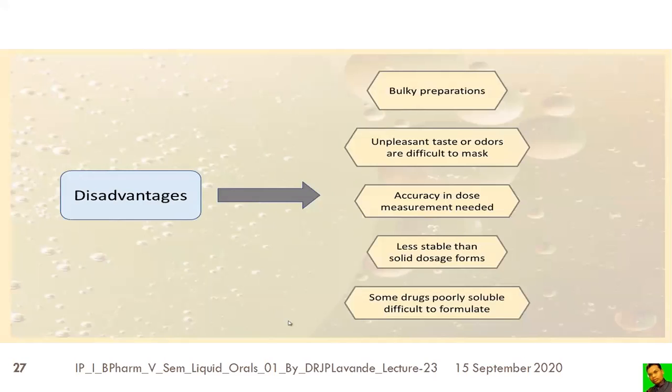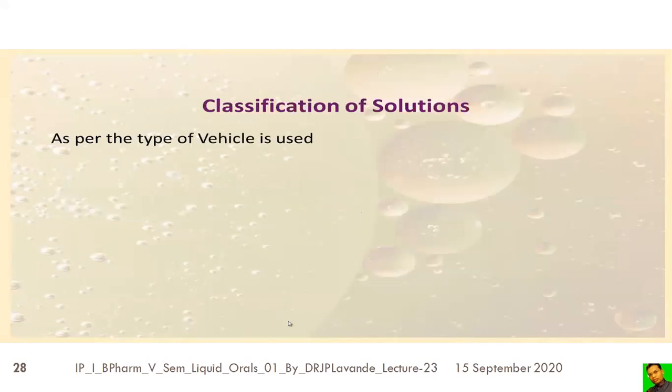Some drugs are poorly soluble and therefore difficult to formulate. Let's say, for example, a drug that is practically insoluble, insoluble, slightly soluble or very slightly soluble. In such a case, it is very difficult to go with the preparation of a liquid dosage form. So the better option is to have the solid dosage form.